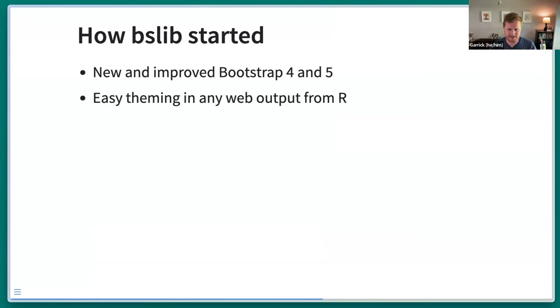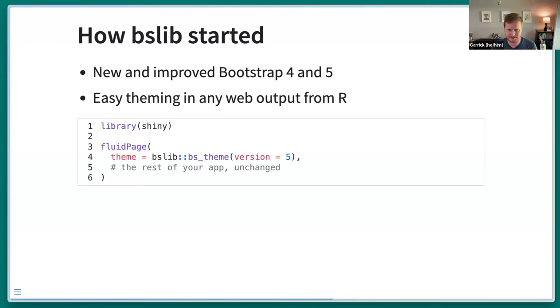So bslib kind of came into this thinking, Bootstrap is coming out with version 4 and version 5. And how do we bring those into Shiny rather than rewriting everything that's inside of Shiny when we want to upgrade from one Bootstrap version to another? And so that was the first kind of task of bslib. And then the second task of bslib is also like, let's make it possible to do theming and to change the appearance of a Shiny app easily and quickly without doing a whole lot of extra work. And so this is what bslib started doing.